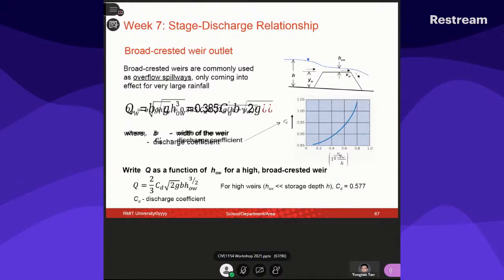The broad crested weir is commonly used as an overflow spillway coming into effect for a very large rainstorm event. Normally we use the ARI, the average recurrence interval, for example 100. The emergency spillway is normally included in the stormwater retention basin design to safely pass the extreme flood flow.